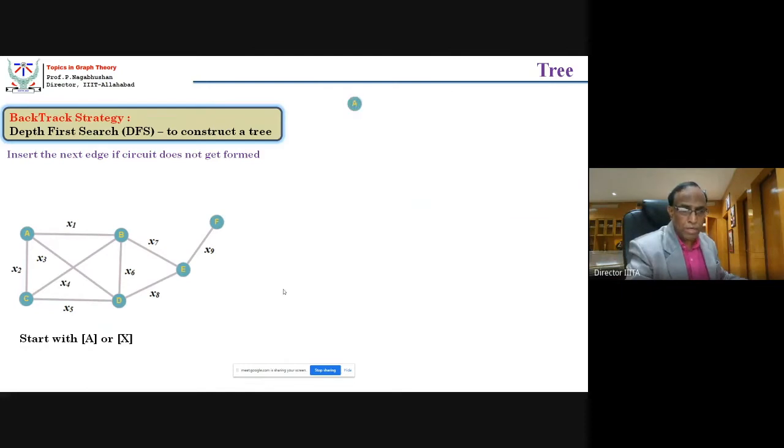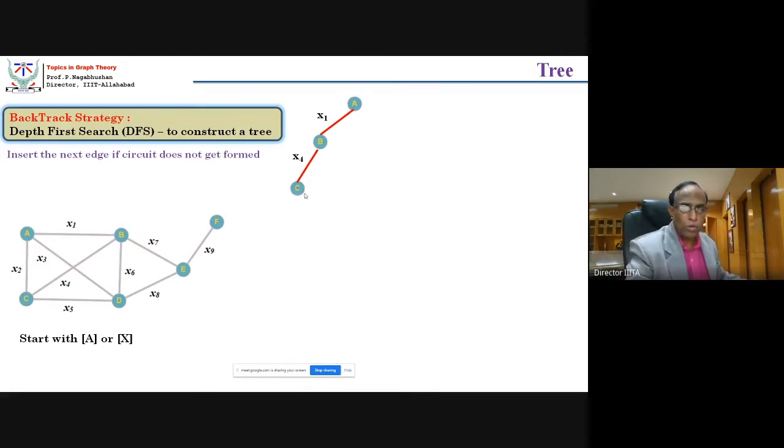Let us say I will start with vertex A. Let us go by the depth first search method. So I shall take edge x1, and edge x1 connects B. Now when I come to B, I can take x4. When I take x4, it will connect C. So far, with x1 and x4, the vertices are not repeated. So far, no circuit is formed.